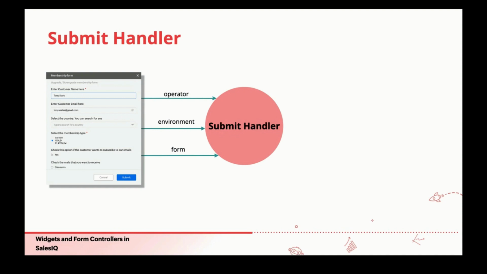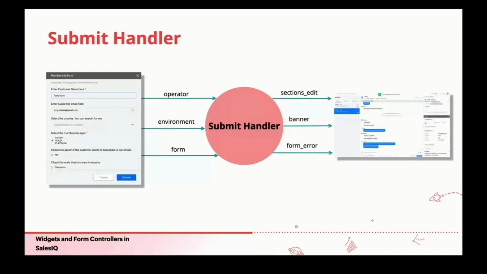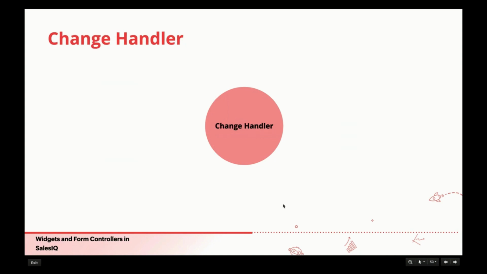Once these inputs are passed, the submit handler is executed, and there can be three different outputs. So it can either be a banner, it can be a form error, or form sections edit. So here in the example, a form is filled and the submit button is clicked, and we display a success banner on submission of the form. So I'm reusing this example quite a few times to make it easier for you to understand the different concepts that are involved. So it can be any one of the three different outputs, not necessarily a banner.